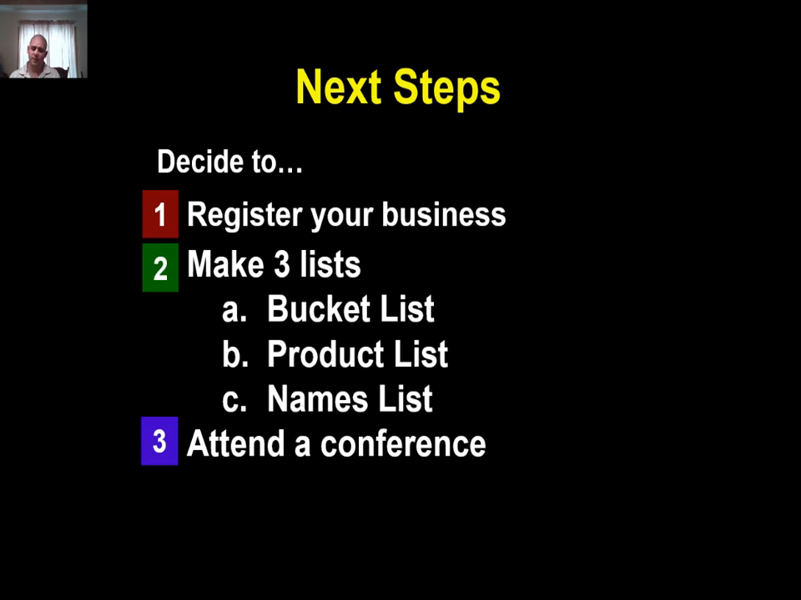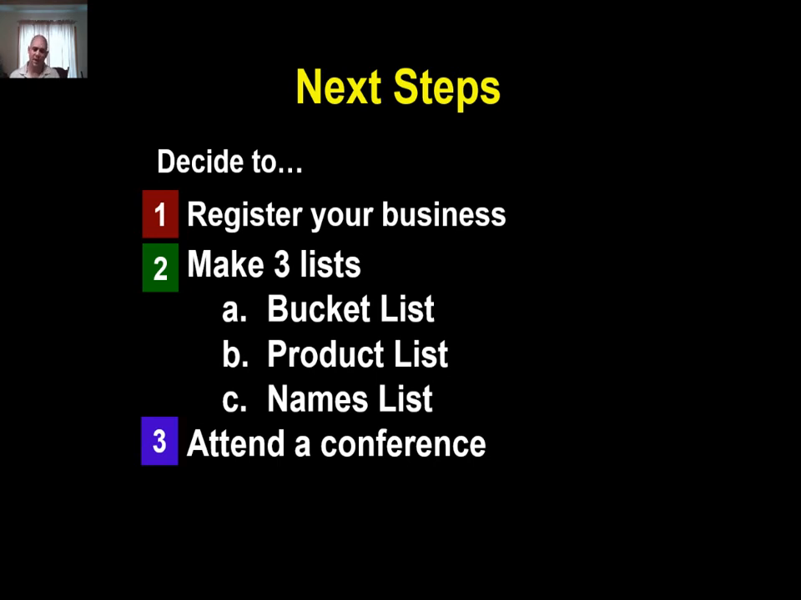Then you need to make 3 lists. We talked about a little bit the bucket list. That's your goals, things that you want that you don't have. You also need to make a product list, the stuff that you use in your home, toothpaste, shampoo, toilet paper, etc. All of those things you need to make a list of, take an inventory of, and then start purchasing through this company so that you can get money back.